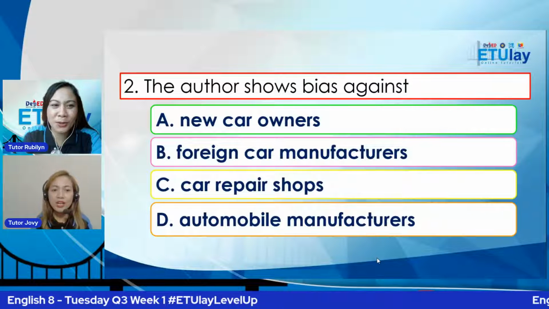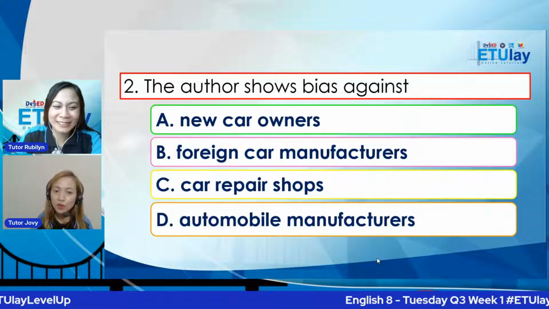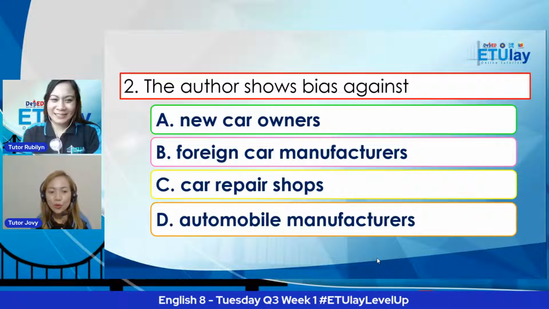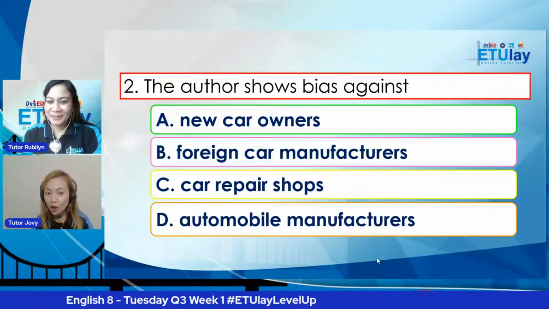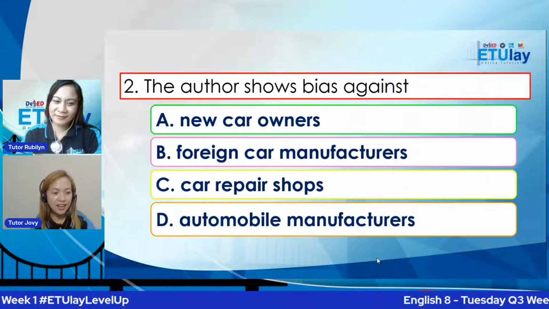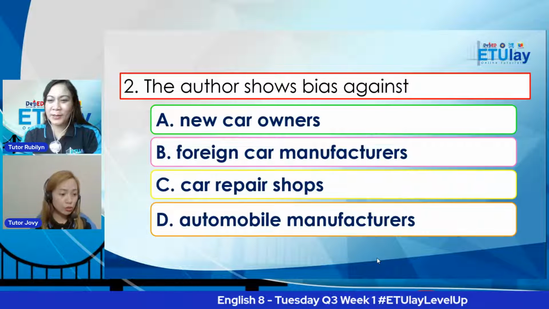Number two. The author shows bias against A, new car owners, B, foreign car manufacturers, C, car repair shops, or D, automobile manufacturers. All right, so while we are waiting, learners.